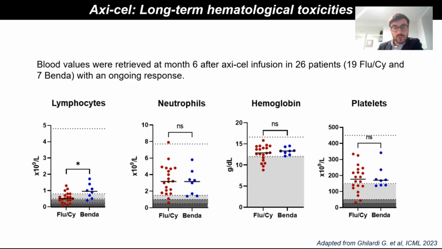Of course, it's important also to look at the long term, and if we look at 6 months after infusion, the only real difference is that patients treated with flu-cy still have lower lymphocytes as compared to benda, while neutrophils, hemoglobin, and platelets have now normalized.